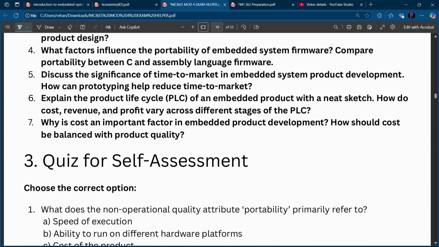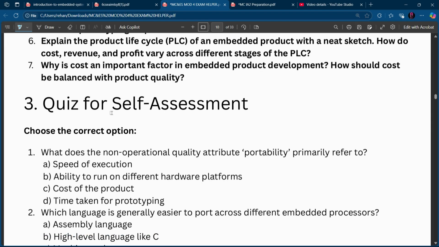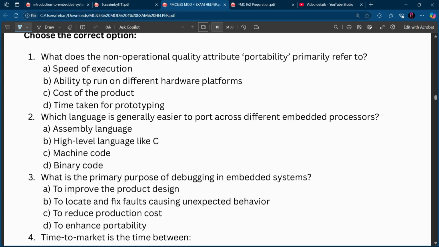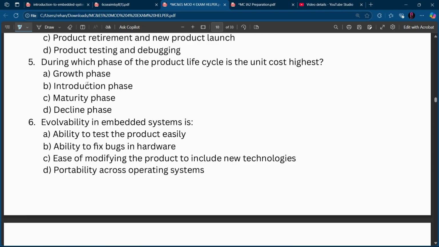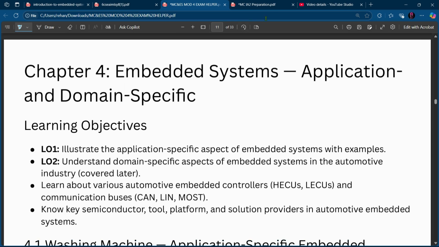All this will be available in the video description. If it is not updated right now, it will be updated after some time, or you can comment. There is also a quiz: what does the non-operational quality attribute portability primarily refer to? Speed of execution, ability to run on different hardware, cost of the product, or time taken. Obviously it's the second. I won't mark it here, because if I mark it and save this PDF, I have to upload the same one with all the highlights. So this is on you. There are 6 things, and we'll move to chapter 4 in the next video. Okay, see you there.